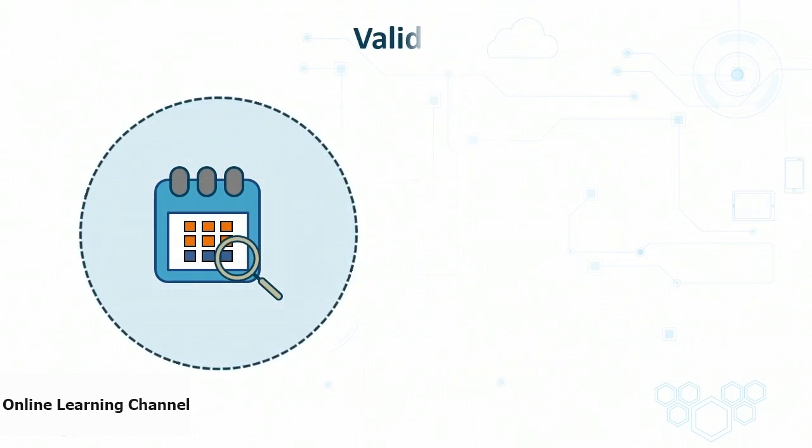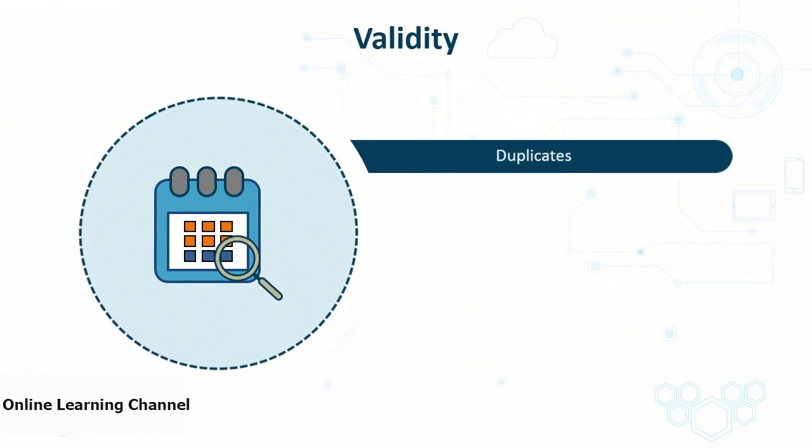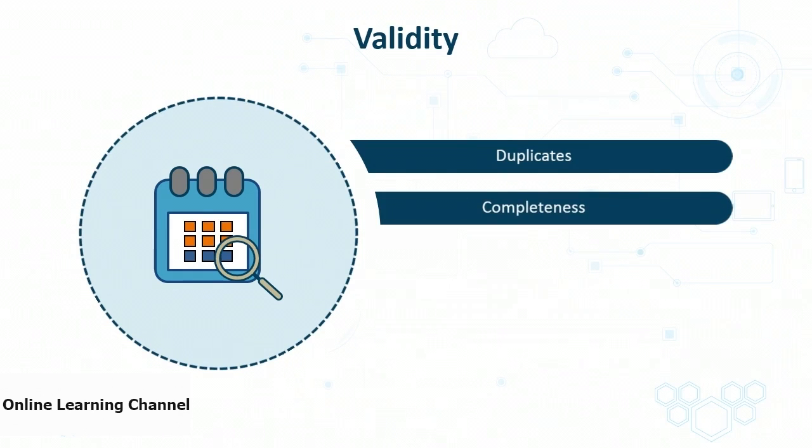When we talk about the validity of data, we talk about duplicates. So are there duplicates in our data set? If there are, this may skew or bias the results if there are too many duplicate records. The completeness of the data. Do we have enough data recorded? Are the samples we have representative of the data or the population? Are there too many missing values in the data?